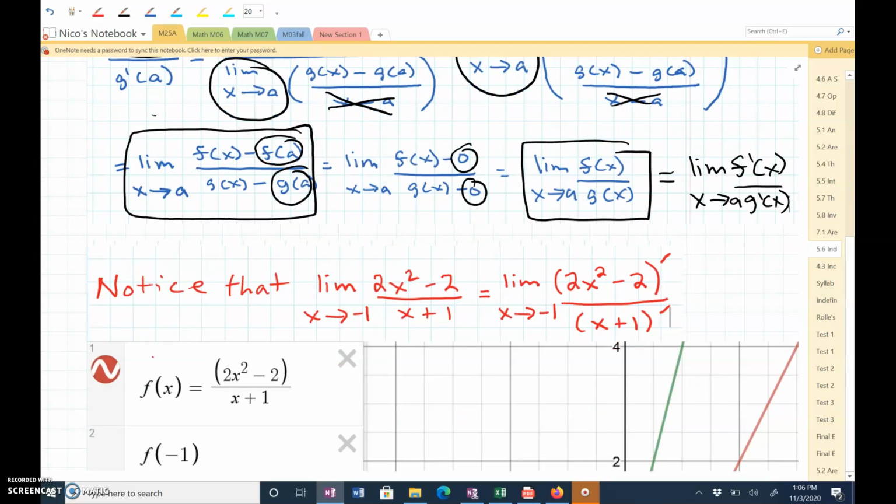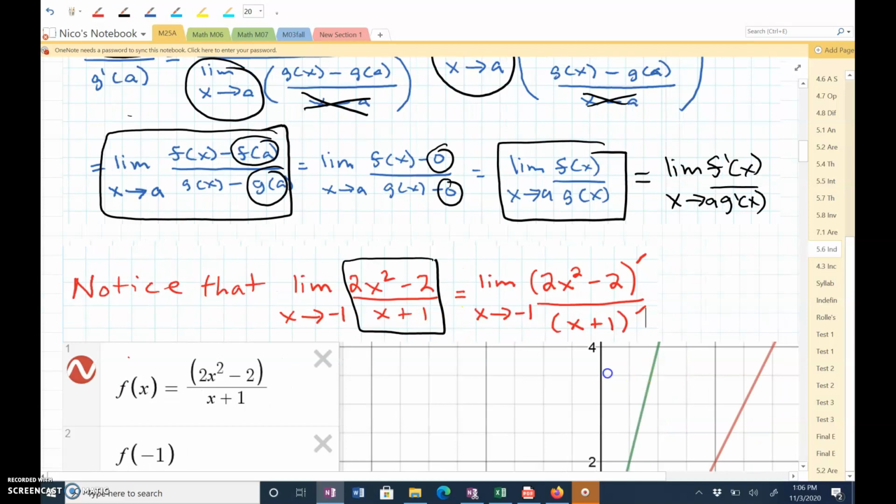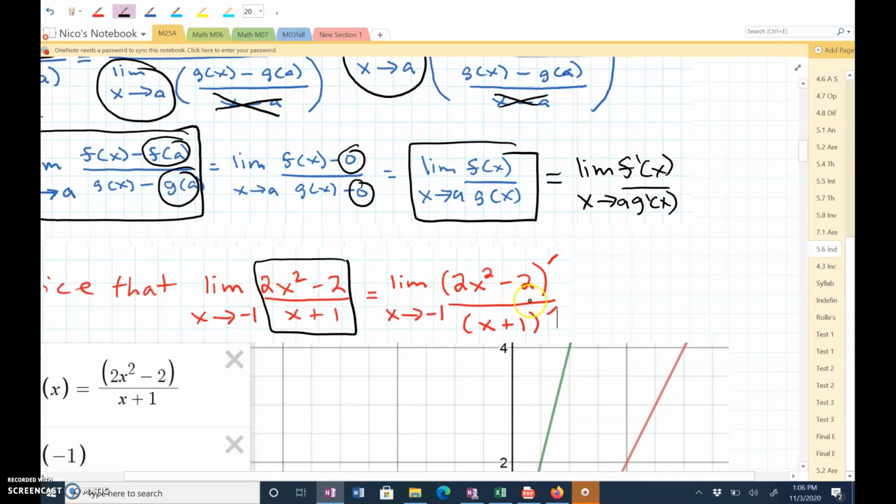Okay, and we already went through this, but notice, let's say we had this limit: the limit of 2x squared minus 2 all over x plus 1 as x approaches negative 1. We can't do direct substitution there because you'd have 0 in the denominator. So this should be equal to the limit of the derivatives of these functions based upon L'Hopital's, which would be the limit of 4x over 1 as x approaches negative 1. So this would be equal to negative 4.